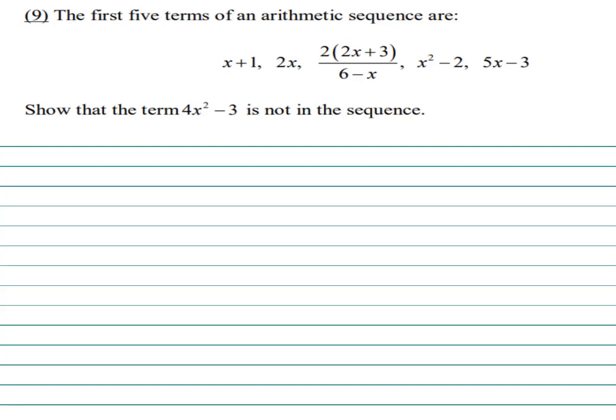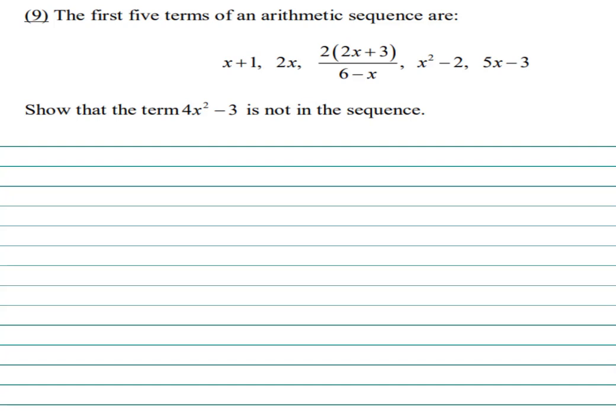Let's have a look at this problem. The first 5 terms of an arithmetic sequence are x plus 1, 2x, a fraction with numerator 2 multiplying 2x plus 3, and denominator 6 minus x, x squared minus 2, and 5x minus 3. We are told to show that the term 4x squared minus 3 is not in the sequence.